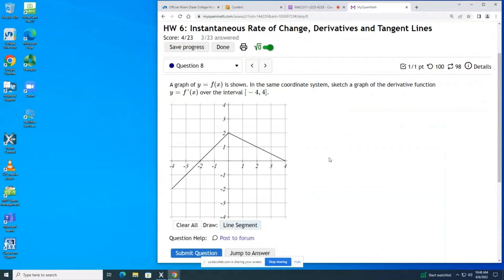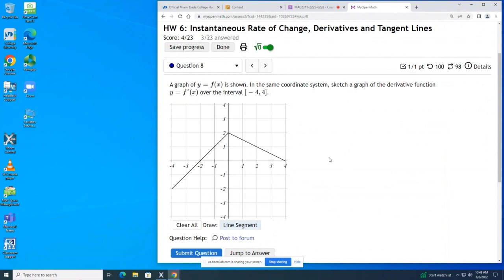Let's see this one here. How would you do something like this? They give you the graph of the function, and then your job is to sketch the graph of the derivative. Remember, the derivative of this is another function. So it has a picture. Let's sketch the graph here from -4 to 4.